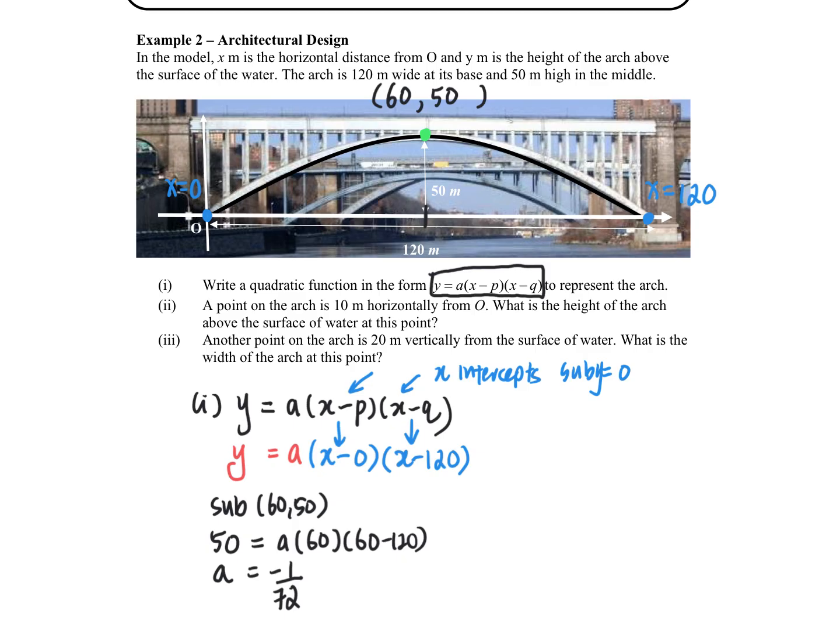So for your challenge, if you go and take a photo, you know the width between the 2 points, you know the midpoint, you know the tallest height. You can find the equation in factorized form. So this is how you can get the equation of the parabola you see in real life. So the equation is represented by this. x minus 0, no need to write the minus 0. Just write like this. So this is your quadratic equation for this bridge.